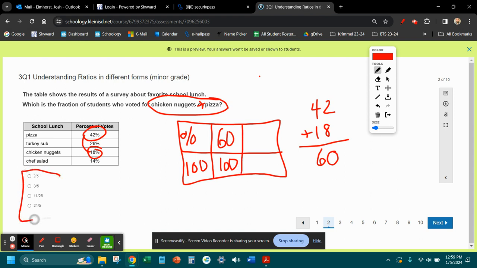Now, you look at your answer choices, and they are in simplified fraction form. So it looks like 60 can be divided by 10. 100 can be divided by 10. That is not the most simplified version. What else can we divide both of these by? 2. So that's going to give you 3 out of 5. So finish the table, easy peasy, answer the question.